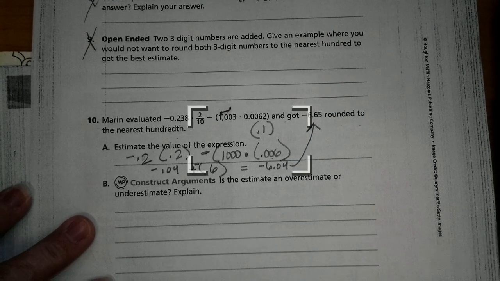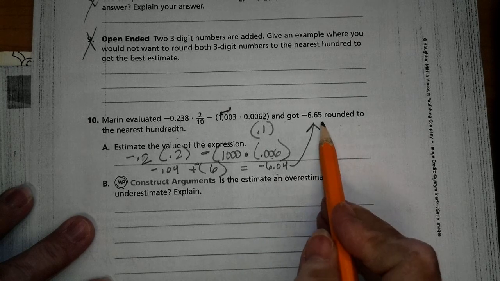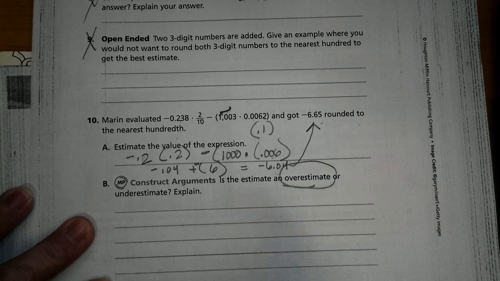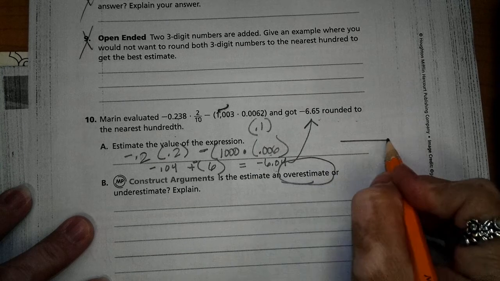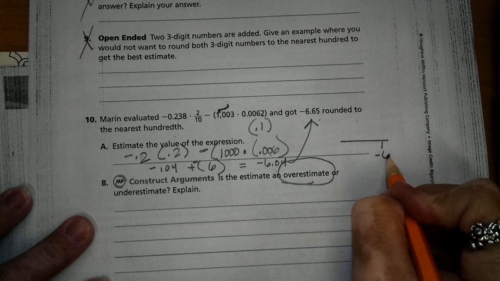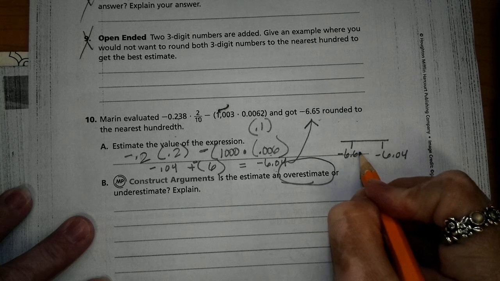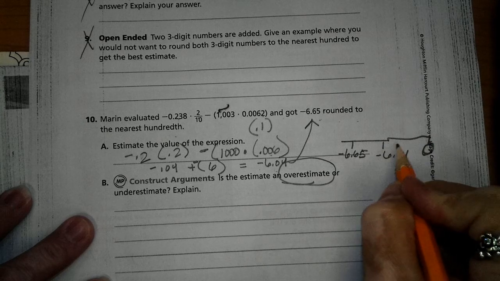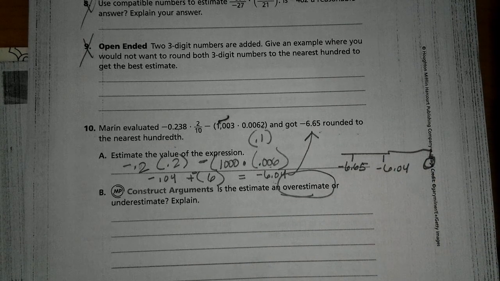So it says, is the estimate an over or an under? Well, we have a larger negative, so it would be considered what? An over. An over. Because remember, if we're looking at a number line, negative 6.04 is here, and negative 6.65 is here. So this is closer to 0. Oh, I get it. Yeah, because it's a negative number. Yeah, those negative numbers are tricky.